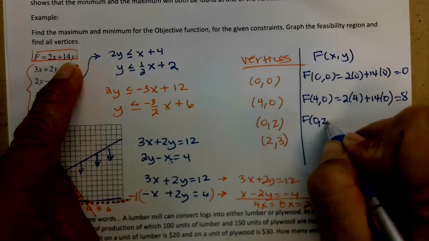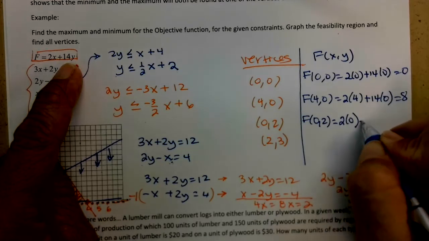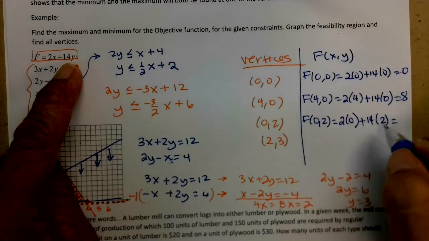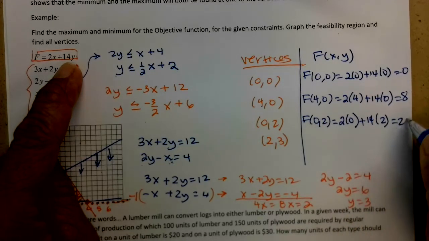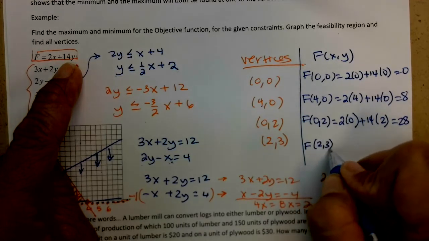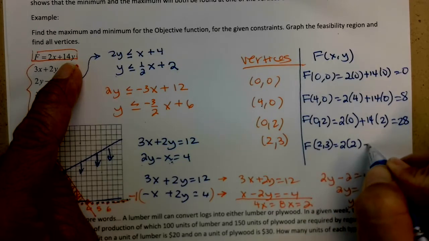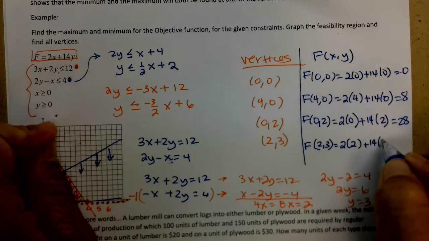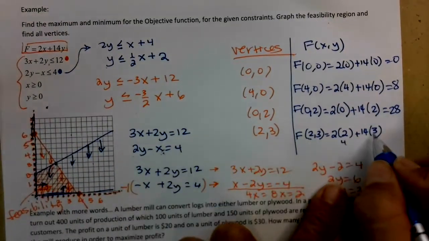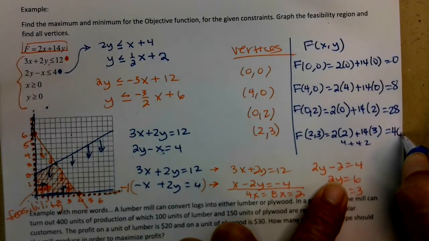F of 0, 2. So 2 times 0 plus 14 times 2. 2 times 0 is 0. 14 times 2, 28. And then finally, f of 2, 3. So again, 2 times the x value. The x value is 2 in this case, plus 14 times 3. Oh, I think that's going to be our biggest. That's 4 plus 42. So that one is 46.